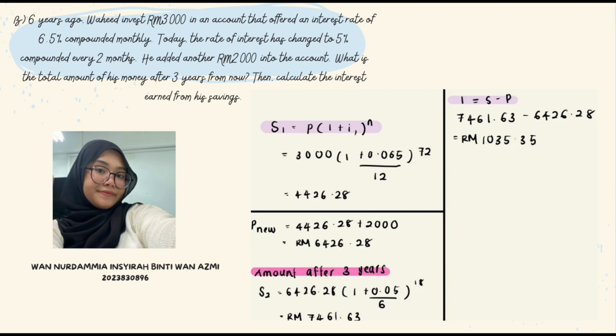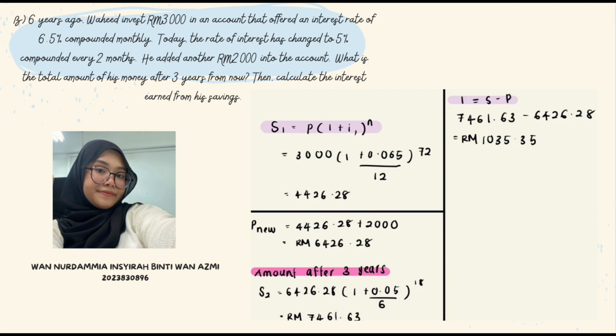Next, you have to find the new P. To find the new P, you add S1 plus the newly added amount of 2,000. So the answer will be 6,426.28. To get the amount after 3 years, which is S2, you use the new P, which is 6,426.28, times (1 + 0.05 over 6) to the power of 18. The answer will be 7,461.63.